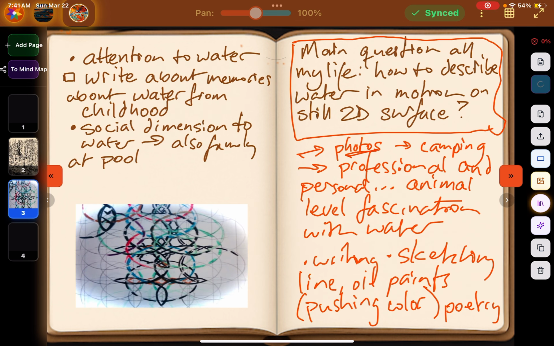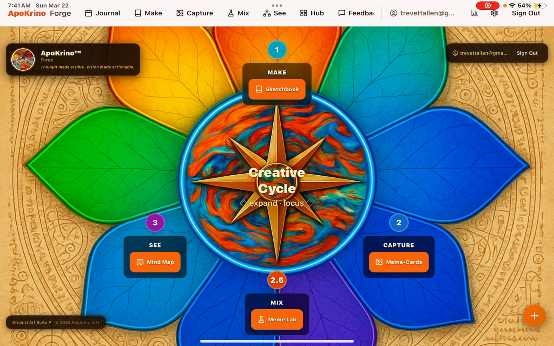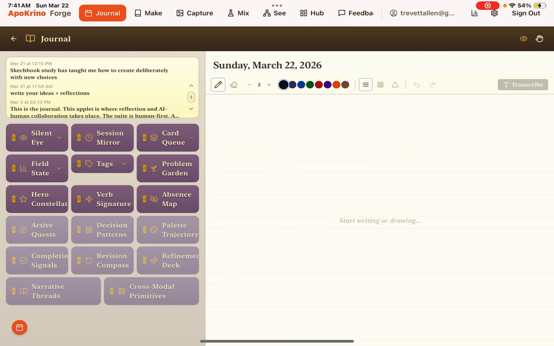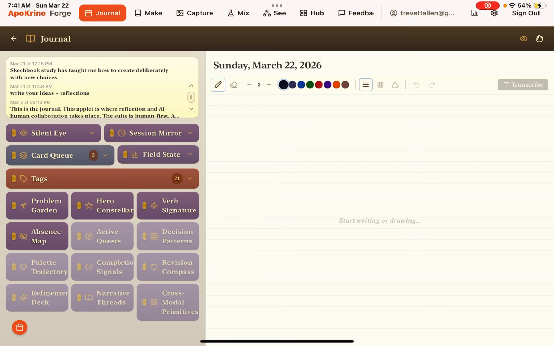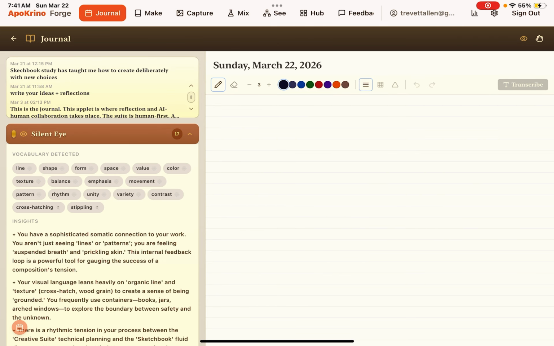running the OCR program. What that does is allow us to use another set of tools, which is we can go back into the main suite and enter the journal, which is AI capable. Right now I've got it turned on because I'm trying to get you to see the different functions.